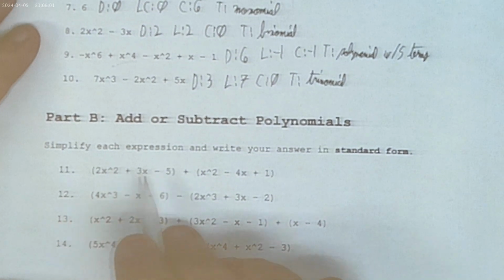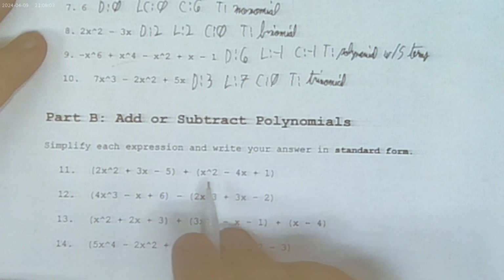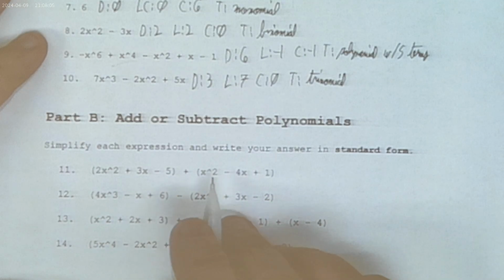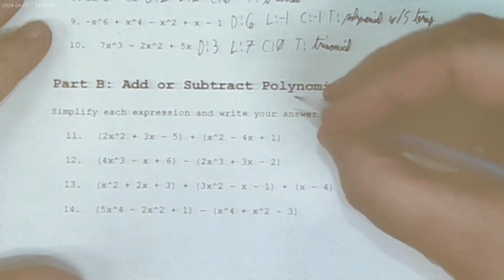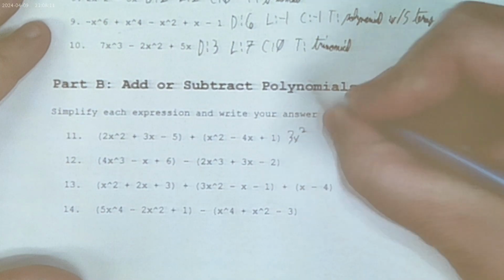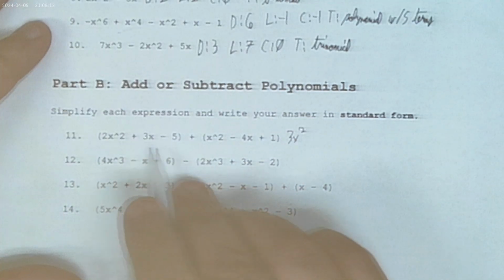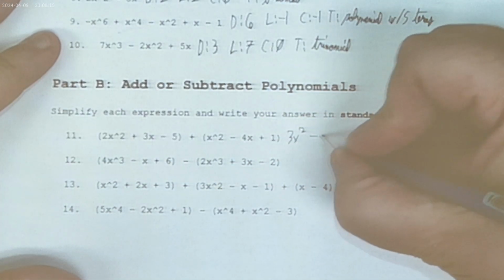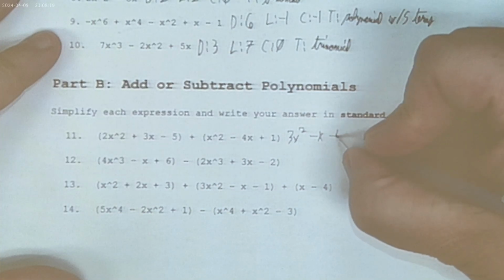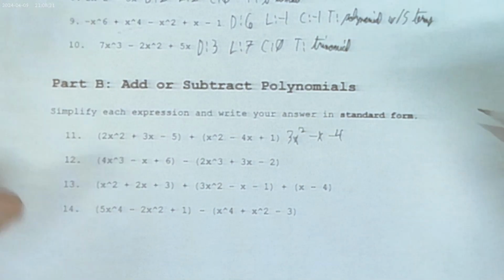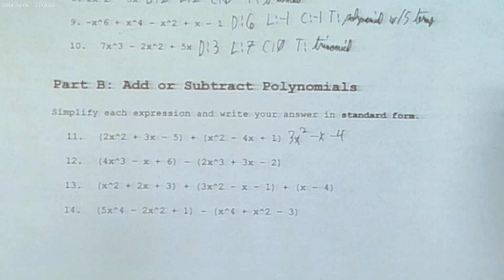So I've got 2x squared plus x squared. That looks like it's the highest degree. So 2x squared and x squared, so that's 3x squared. Then I've got 3x minus 4x, so that's minus x. Then minus 5 plus 1, minus 4. And that's it.